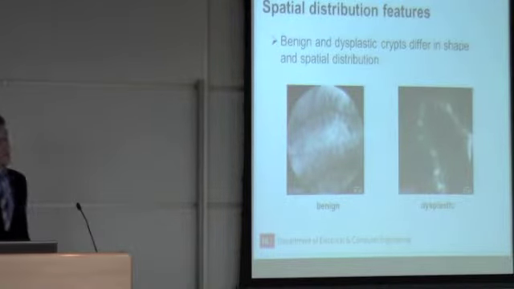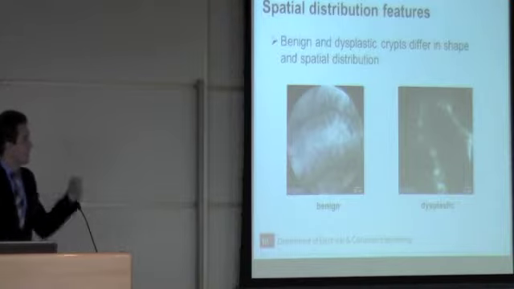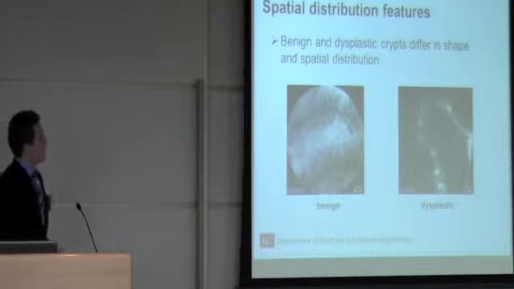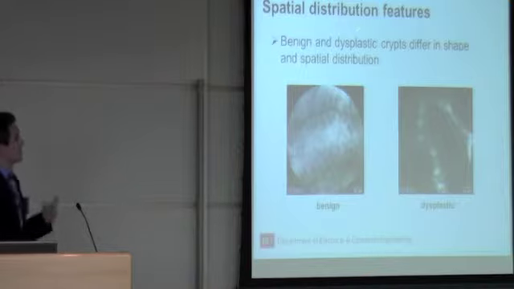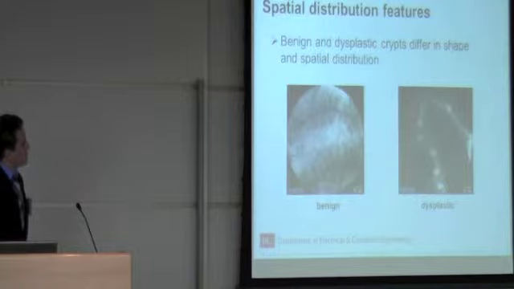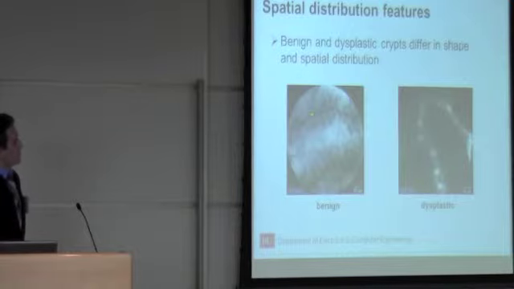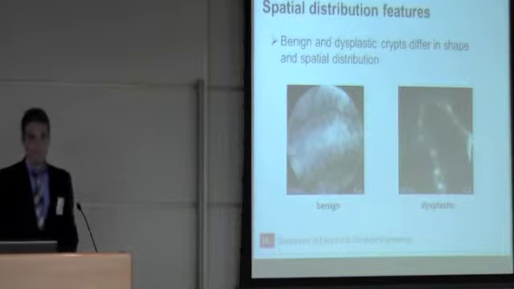The next type of features used was spatial distribution features. And that again comes from the fact that benign and dysplastic crypts differ in shape and spatial distribution. In this benign case, there are 2 crypts that appear here. One of them corresponds to this dark line going across horizontally, the other dark line going across horizontally, and the goblet cells that surround the lines along the perimeter.